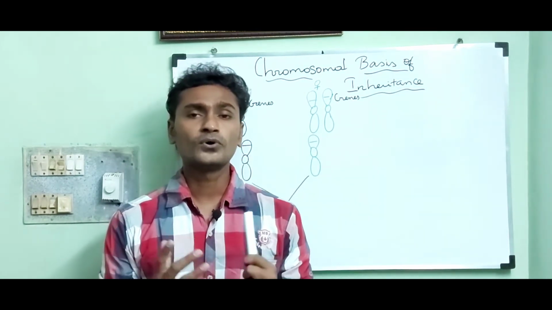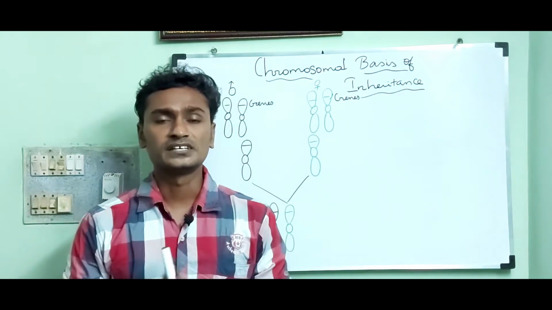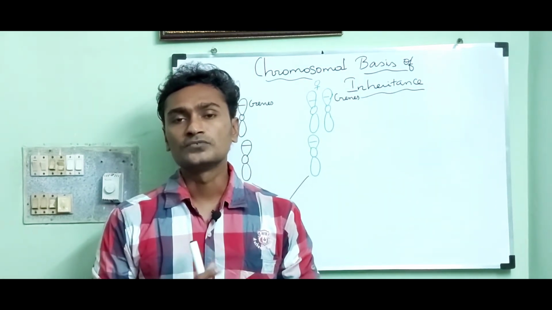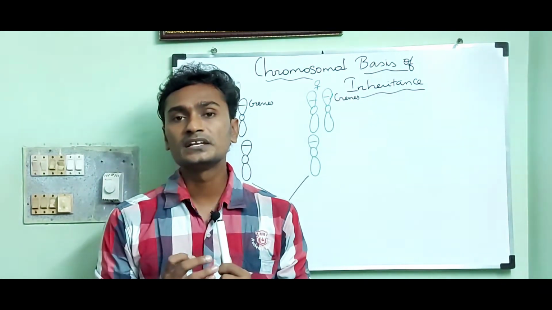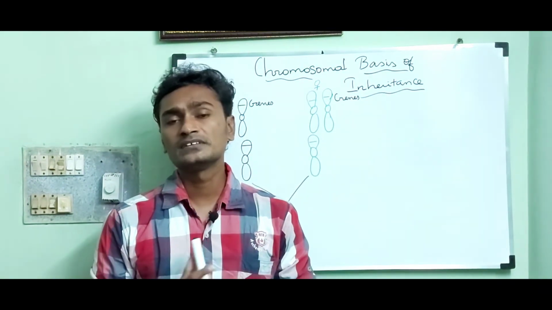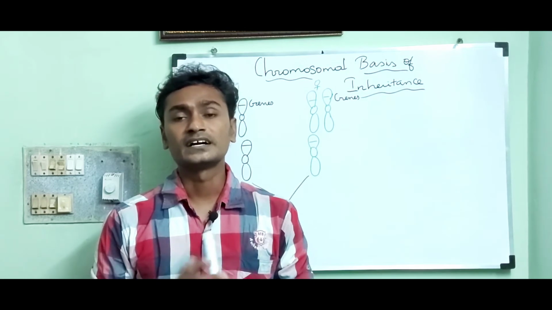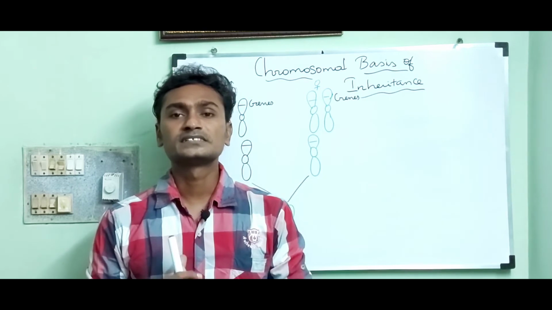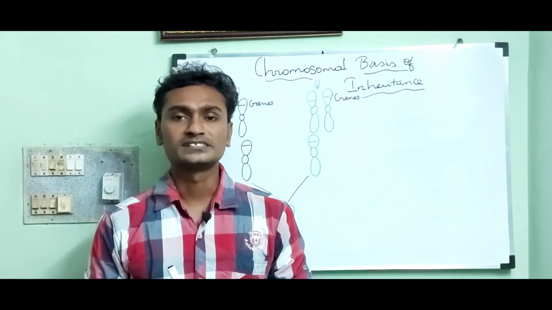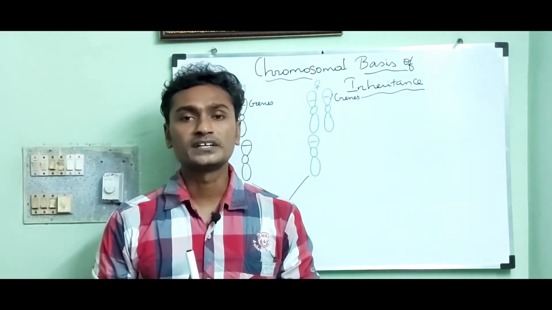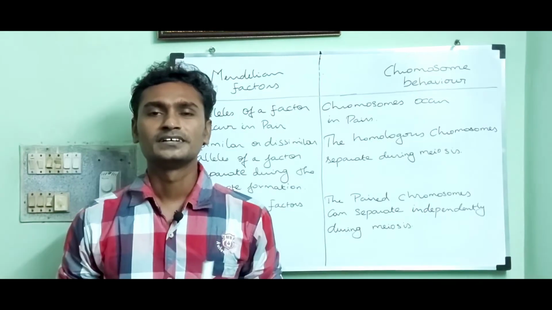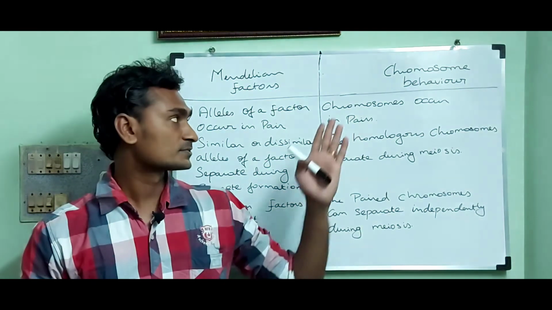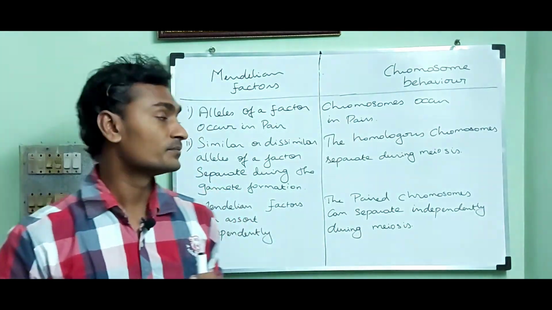Then the fourth point is, according to this theory, chromosomes are the carriers of hereditary information which possess Mendelian factors, and those Mendelian factors can segregate and assort independently. Then they transmit the characters from one generation to the next generation. These are the four points which are mentioned in our book. Now I give you the similarity between the Mendelian factor and chromosome behavior. Here we have three points.